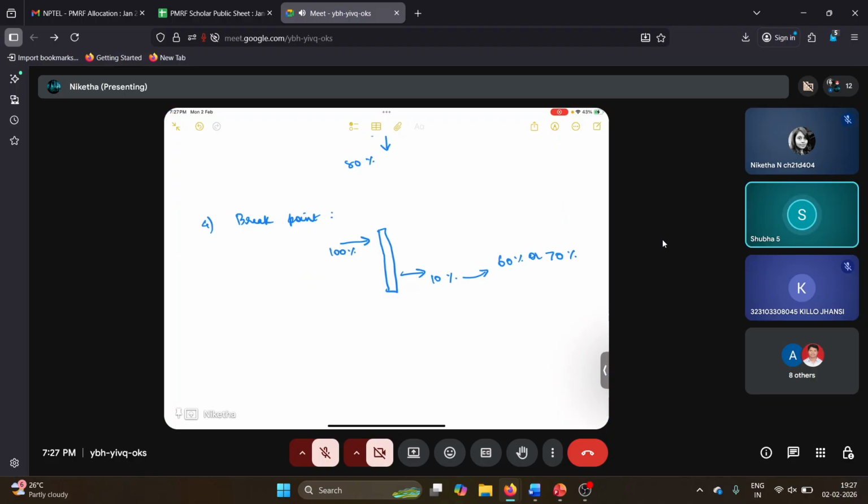Ma'am, at the exhaustion point, will the ions be exchanged or not? At the exhaustion point, no, because whatever ions were there on the resin are exchanged now. There are no more ions left for exchanging. That is why we call it the exhaustion point.